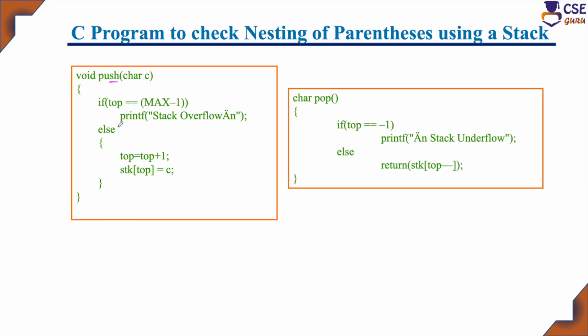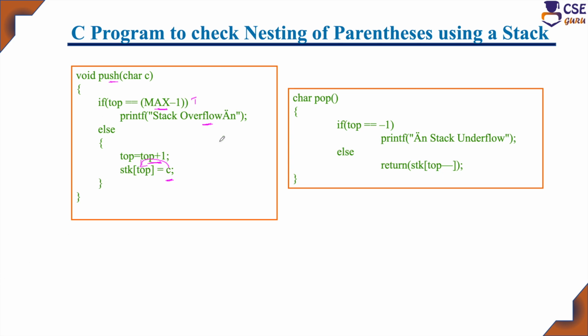Whenever you want to push an element into the stack, you have to check whether top is equal to max minus 1. That is, what is the maximum number of elements you want to push into the stack; that max we already set as a limit. If top reaches max minus 1, stack overflow will occur. That is, the maximum size has been reached and you cannot push one more element into the stack. You have to check this condition. If this condition is true, it will print stack overflow. Else, just increment the top position and place the character into the stack at top.